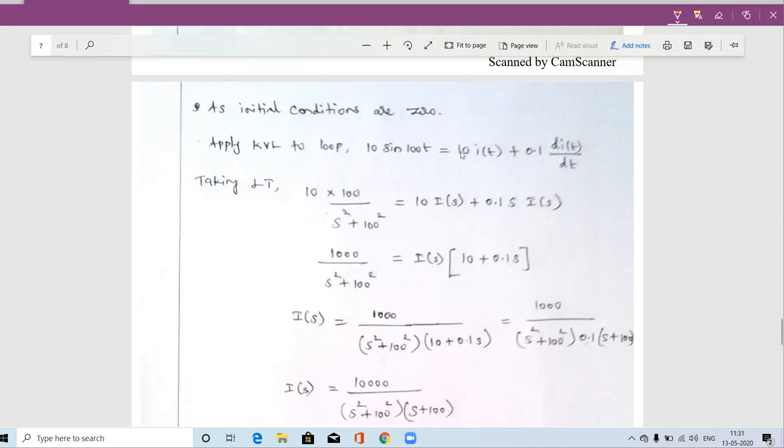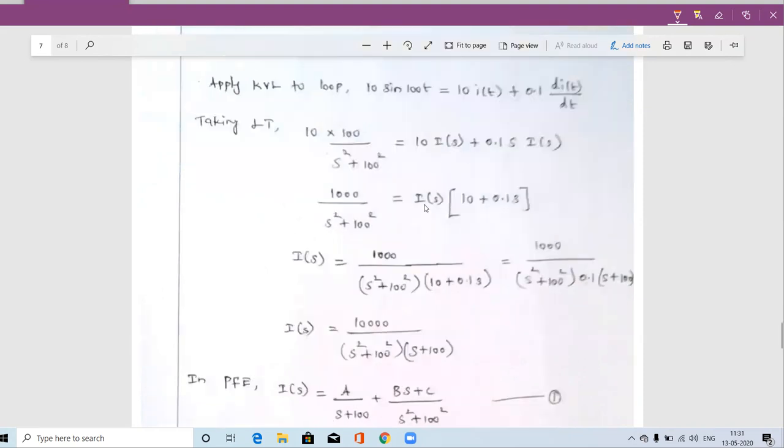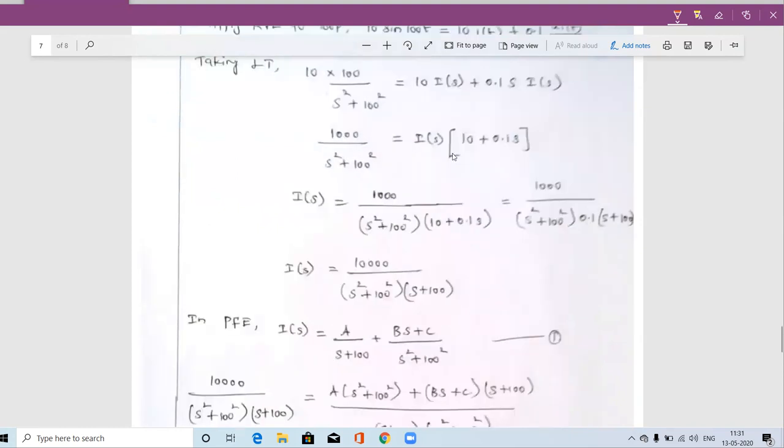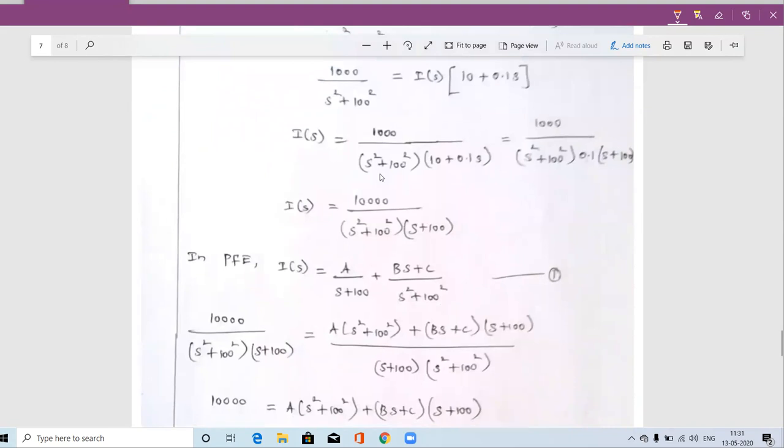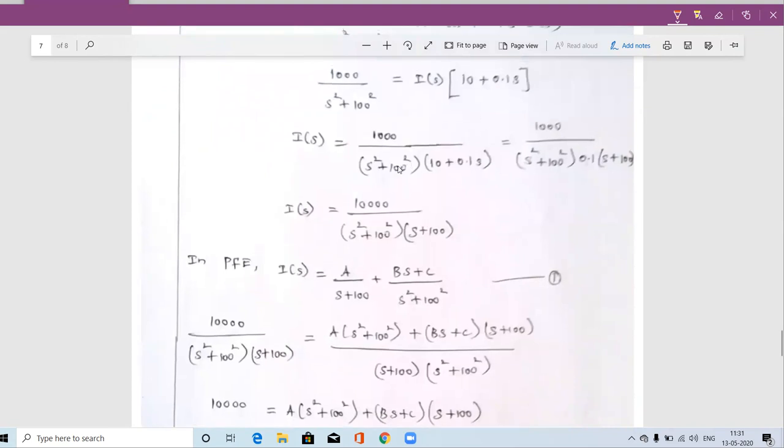Okay, equal to 10 into, what is the Laplace transform of i of t? Capital I of s. Then what is the Laplace transform of di of t? S into I of s. Okay, before that constant is that 0.1. Okay, but similarly in these two terms, you take I of s common. Okay, here you multiply. Then from this you rearrange I of s equal to, write this. Right? In this term, here the s squared plus 100 squared is there. And in this one, the s is multiplied with 0.1.